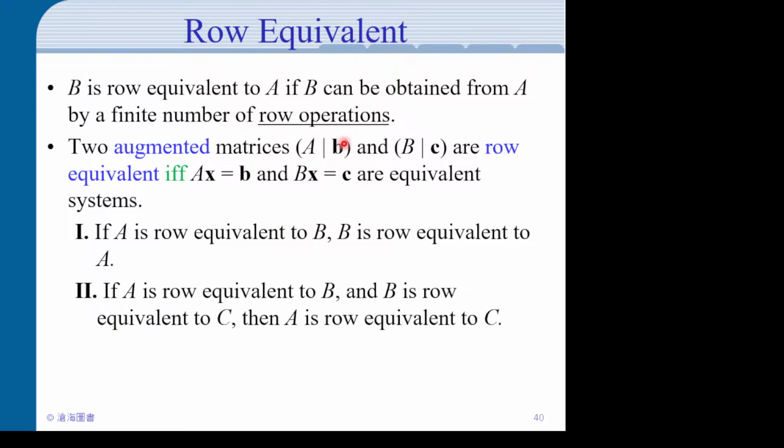So basically, we are just restating things. When we solve a linear system, we know that those two things are row equivalent if they have the same solution set, and if you write in matrix algebra, then that means Ax equal to B and Bx equal to C are equivalent systems. So they have the same solution set on X.